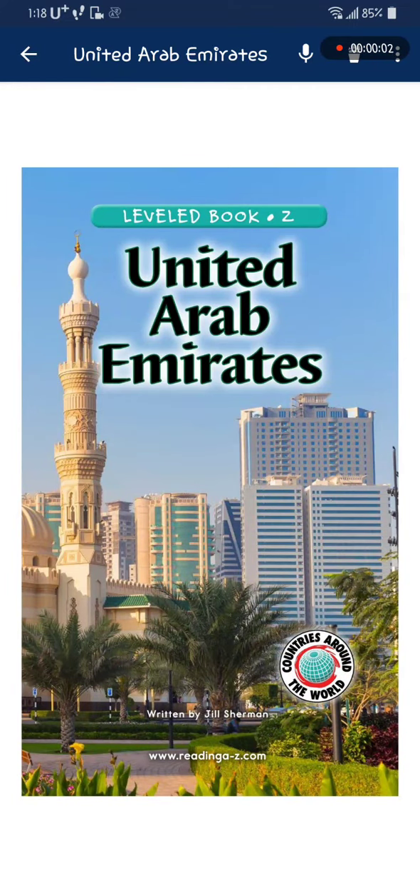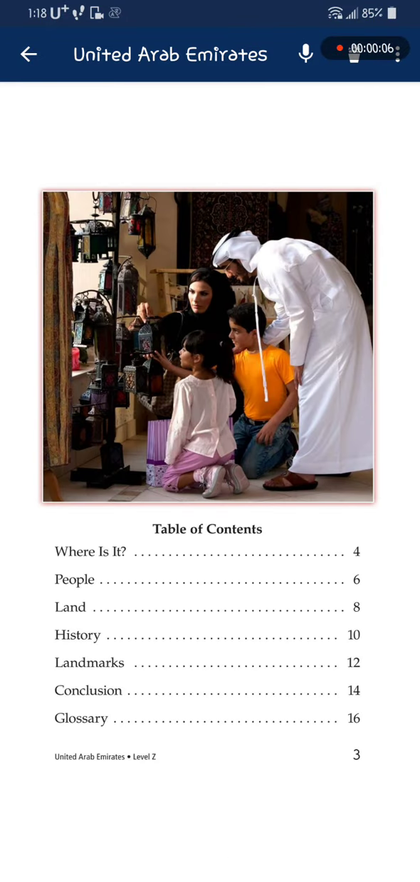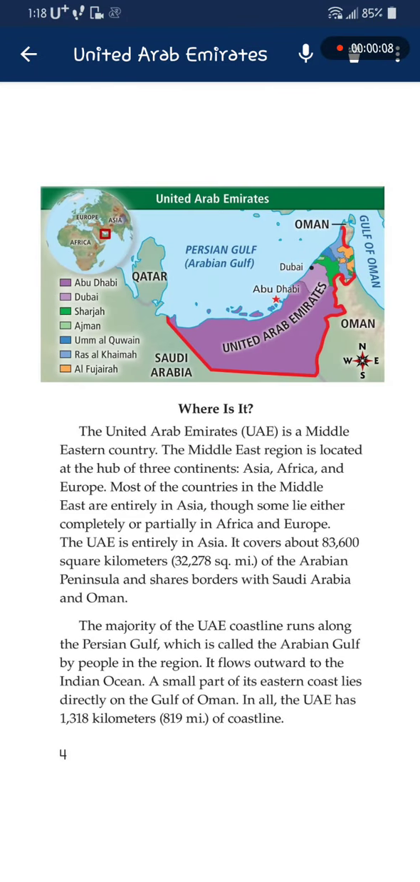United Arab Emirates. Where is it? The United Arab Emirates, UAE, is a Middle Eastern country. The Middle East region is located at the hub of three continents: Asia, Africa, and Europe.